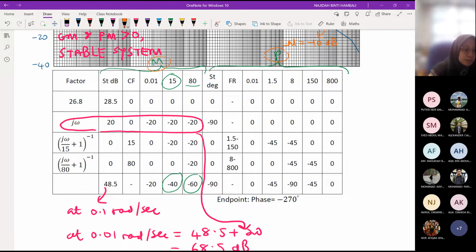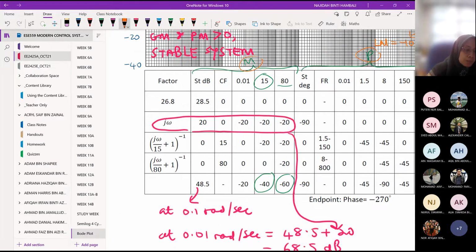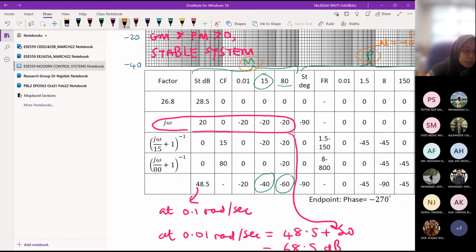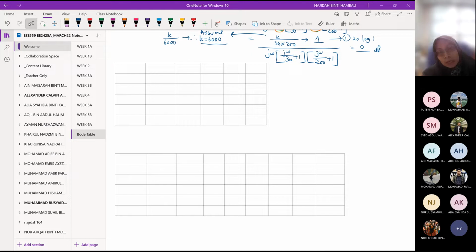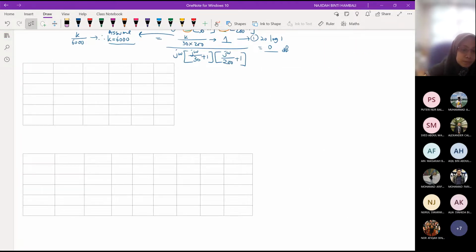Dia akan jadi macam you still can use portrait orientation. Okay, saya nak separate macam ni. This one you boleh, if you separate both between magnitude and phase table, you can use portrait orientation. Otherwise, if you want to combine both magnitude and phase table in one large table, you need to use landscape orientation. So are you ready to complete this table?